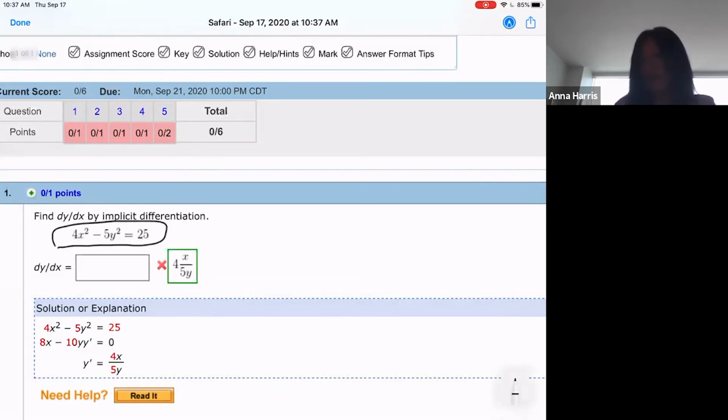So I'll write down over here: 4x squared minus 5y squared equal to 25. This is easy for us because we know how to do this kind of problem. It's a very simple one, because I'm not using product rules, I'm not using chain rules, I'm only using a power rule. Does everybody see that? Look at this problem. We're only using a power rule.